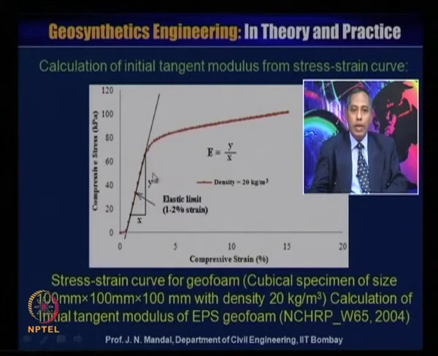So, this is the initial tangent modulus which you can obtain from the stress-strain curve of the geofoam, with the elastic limit at a strain of 1.2 percent, for a density of 20 kg per meter cube. So, we are showing here only a particular specimen and a particular density. Similarly, we have also calculated the initial tangent modulus and the compressive strength for 5% and as well as 10%.